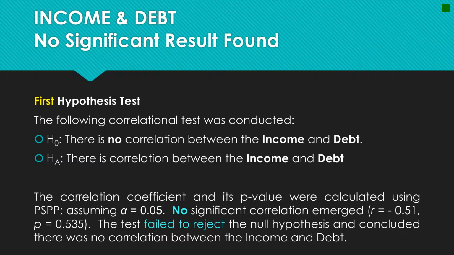While running PSPP, which is another side of SPSS, an alternative software to it, we go to the analysis section, and then we click on bivariate correlation. There we find the dialog box. We put income and debt here, and then we found the result, the correlation coefficient and its p-value, calculated using PSPP. Alpha is 0.05 in every case. What we found is that there is no significant correlation because the p-value here is 0.535, which is more than 0.05. So the test failed to reject the null hypothesis and concluded that there is no correlation between income and debt.